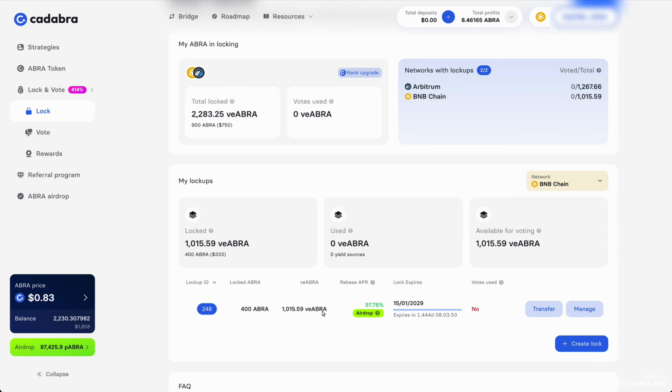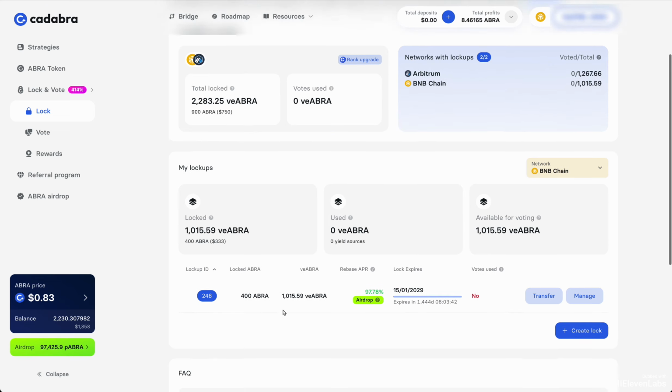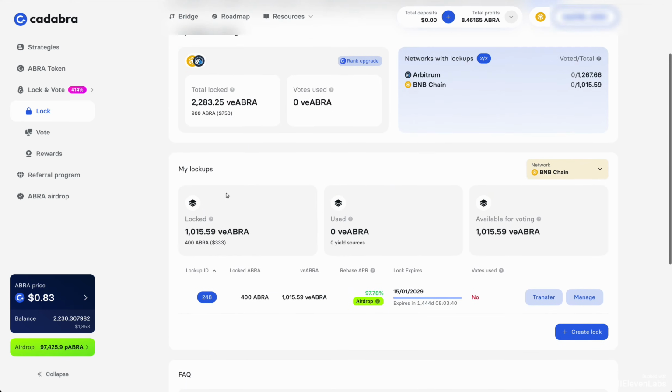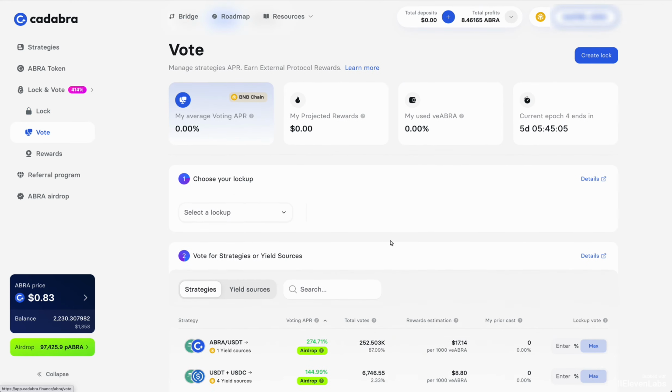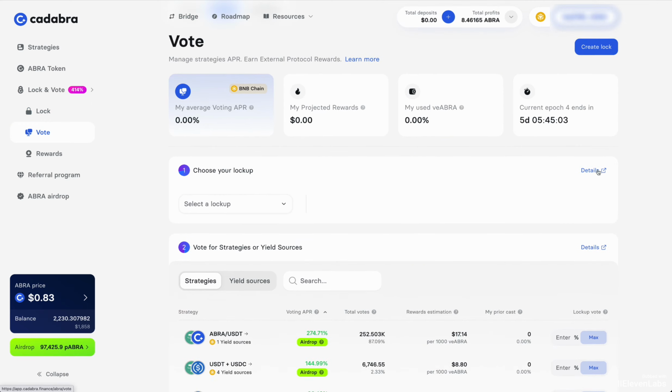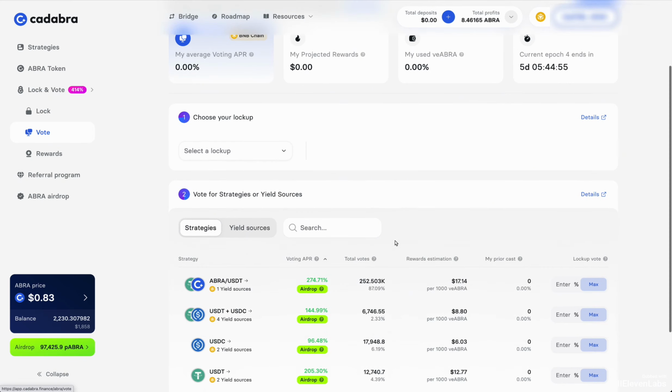And now, these tokens display the number of votes I have. With the help of these tokens, I can now vote. And what am I actually voting for? To understand this, it is necessary to figure out how so-called epochs work. We can see here that the fourth epoch is now underway. We'll start the next one in 5 days. If I vote now, I either vote for a strategy or a specific income source.